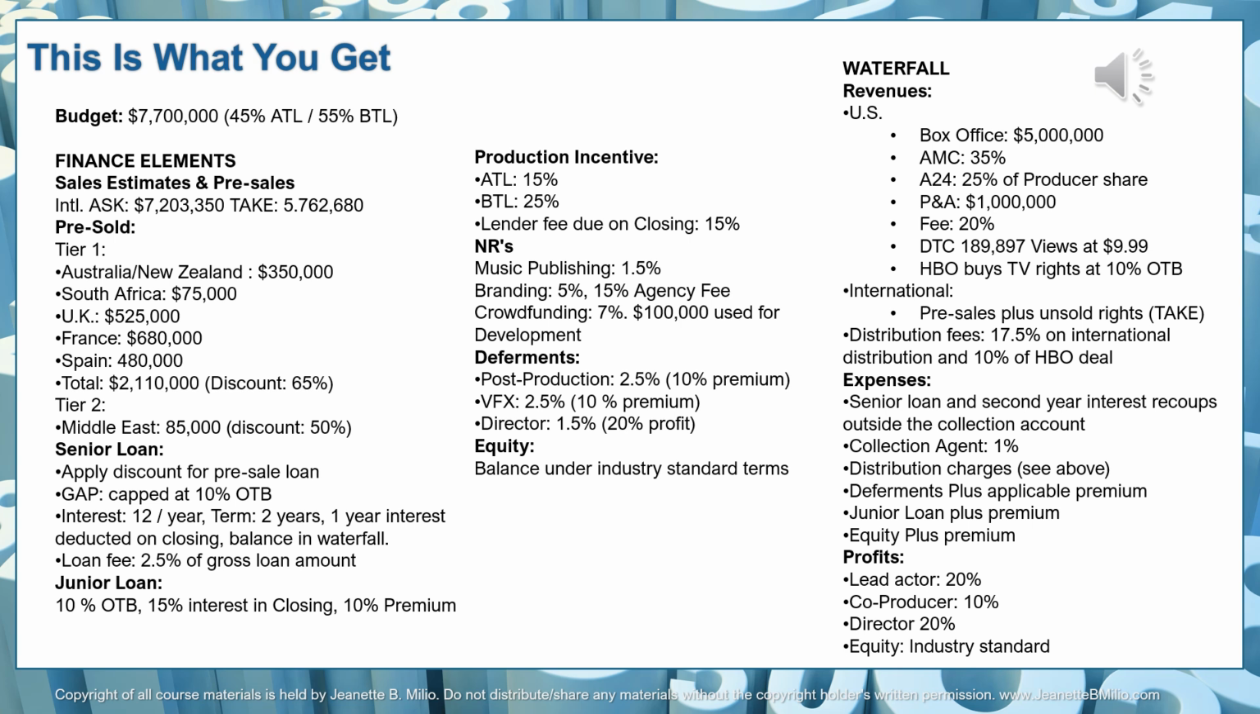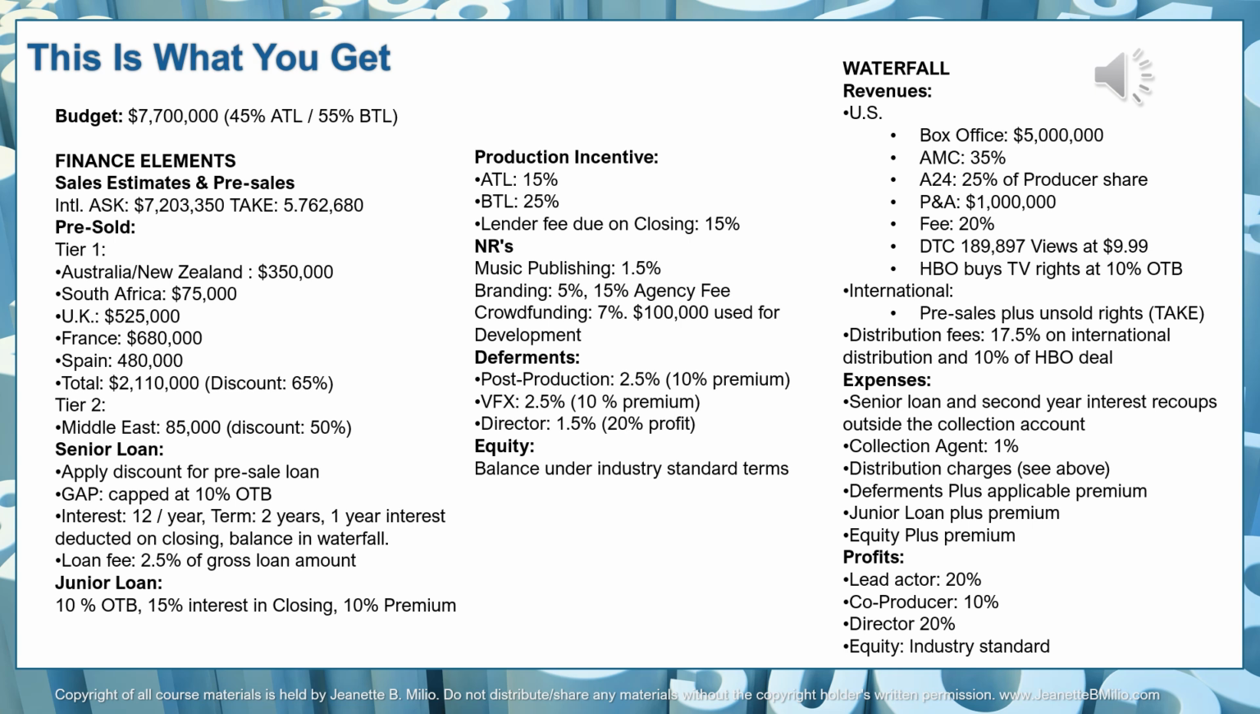The budget is $7.7 million. 45% of that is allocated to the above the line. 55% of the budget is allocated to the below the line. The finance elements include pre-sales, of course, a senior loan, a junior loan, production incentive, non-recoupable finance sources, deferments, and equity. So let's start with the sales estimates and pre-sales.